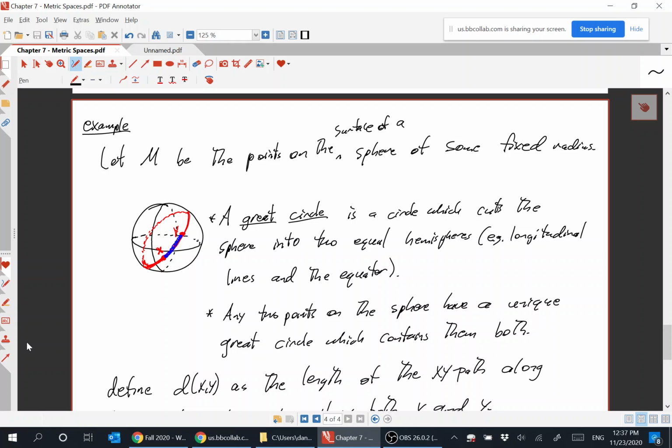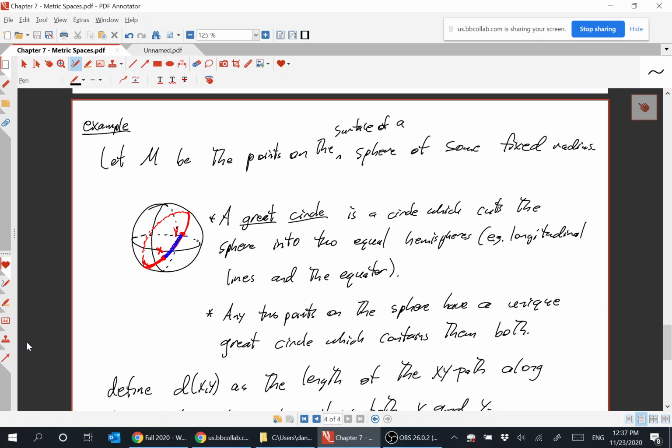But just a brief discussion of it like this. Let M be the points on the surface of some sphere of fixed radius. For example, the Earth. I know the Earth isn't really a sphere. I mean, it's round. I know that's controversial to say sometimes. It shouldn't be, but assuming the standard model of the Earth that most people believe in, it's not exactly round. It sort of bulges out at the equator a little bit. But as a rough approximation, it's something like the Earth.